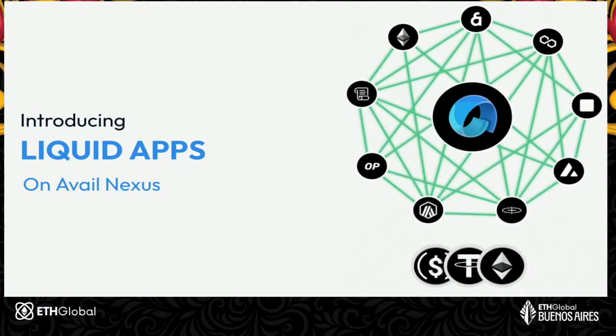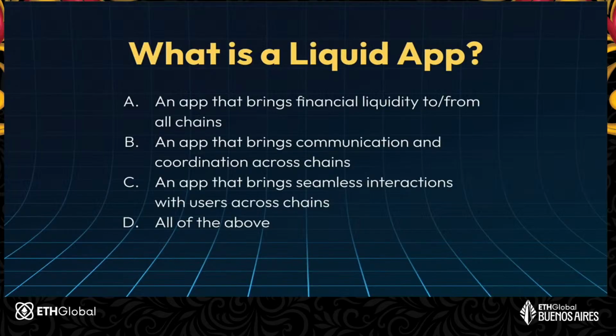The problem is that you have to go to a different app or different website every time you have to bridge in or bridge out money. And that's why we are introducing liquid apps, which means that any of the apps that you're building here at the hackathon can instantly get liquidity from any network possible for any token possible. Let's talk about it. What is a liquid app?